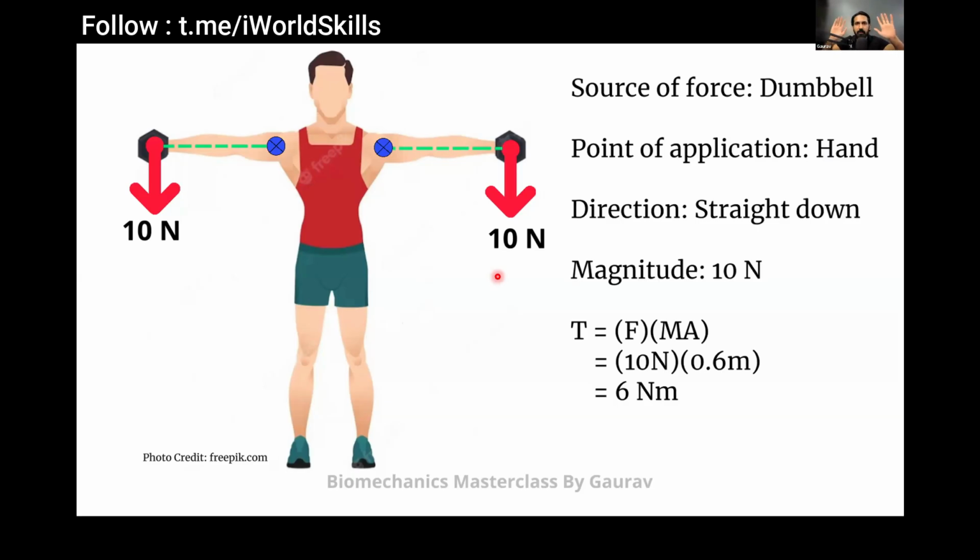Now, do we all agree? Type 1 in the chat. Do we all agree? Type 1 in the chat quickly, everyone. This dumbbell is producing shoulder adduction torque. Awesome. We all agree. I'm so happy. Now, this person is holding this position.